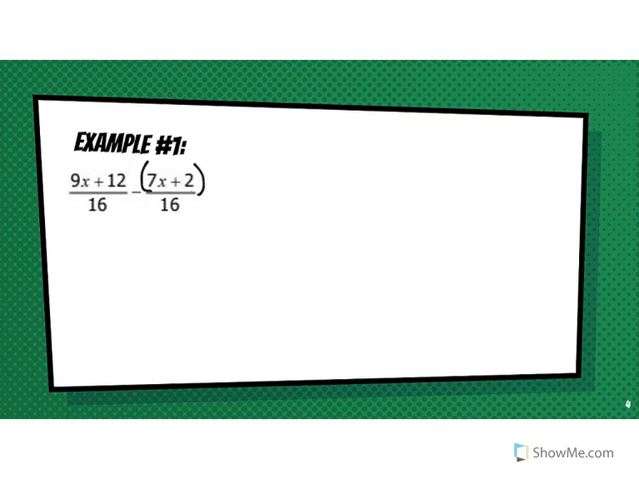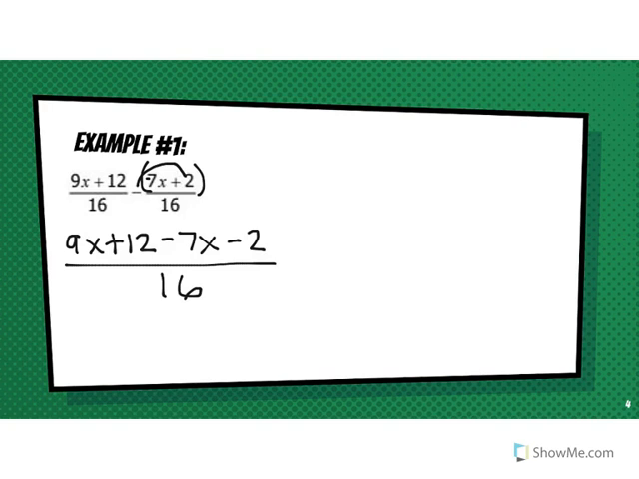So let's rewrite our 9x plus 12 as a single fraction with one denominator, and then that negative gets distributed to that positive 7x, so we now have a negative 7x, and the negative also gets distributed to that 2, so we have a negative 2. And we're writing it over one fraction. Okay? So now I'm going to combine like terms on my numerator. I have a 9x minus 7x, which is 2x.